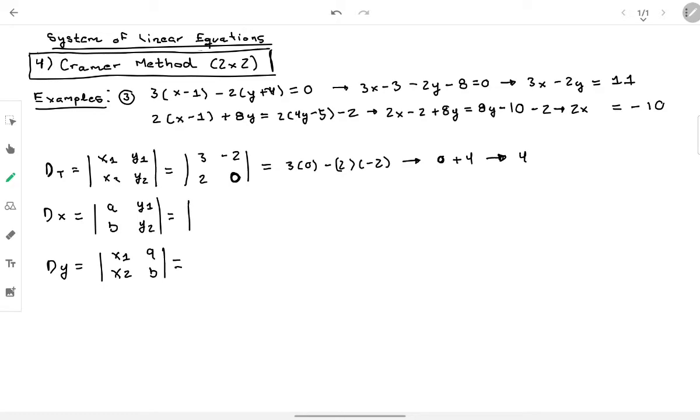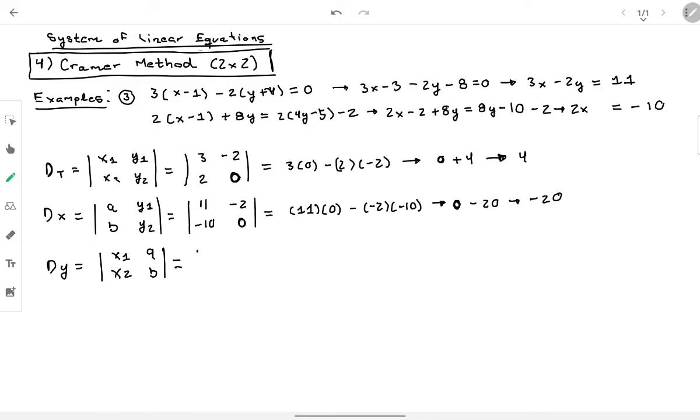After that, we can use the determinant of x. Remember, instead of putting the values of x, we will put the values after the equal sign. The values of y stay the same. So it's going to be 11 times 0 minus, and it's going to be minus 2 that multiplies minus 10. Be aware here because we have minus multiplied by minus multiplied by minus. So it's going to be minus, because minus multiplied by minus is plus. Plus multiplied by minus is minus 20. So it's going to be minus 20.